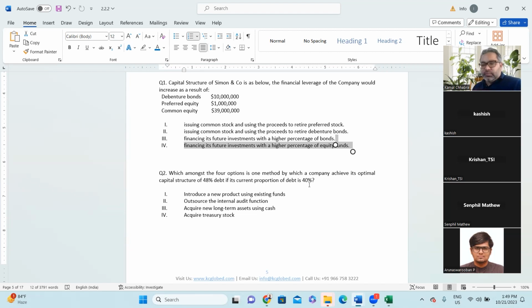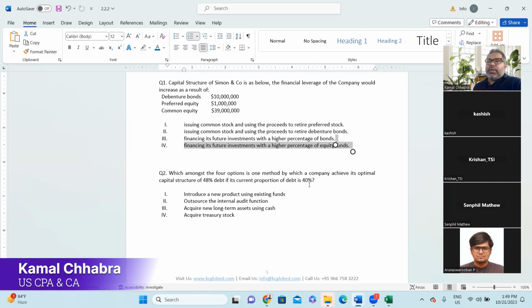Why? You already have cash. You are not issuing any loan. You are not issuing any security. You are not financing it. If you had taken a loan, then it would have. But what they are saying is cash. You already have cash and you are purchasing an asset. So that may not impact anything, right? The last one is acquiring treasury stock.